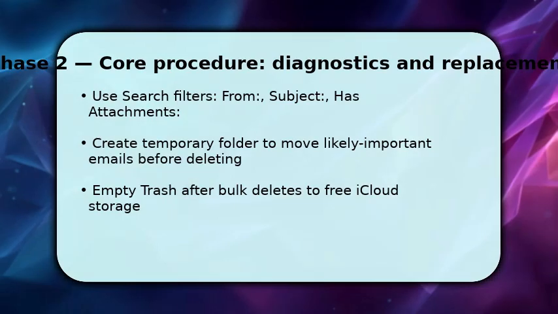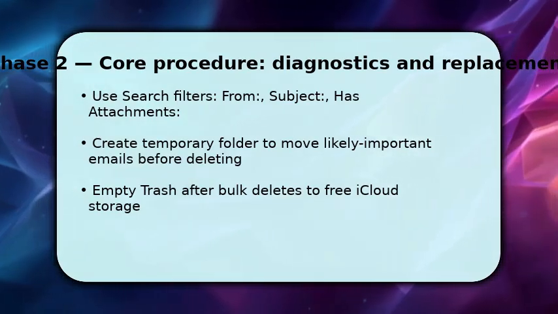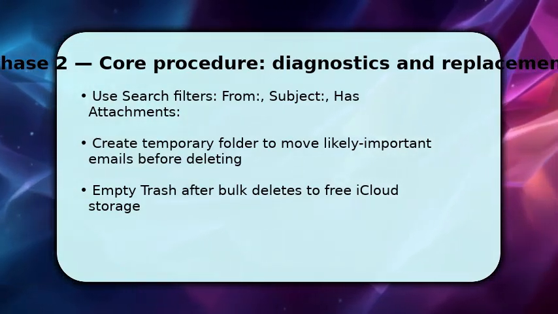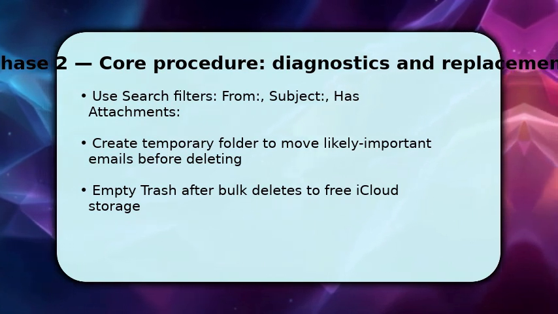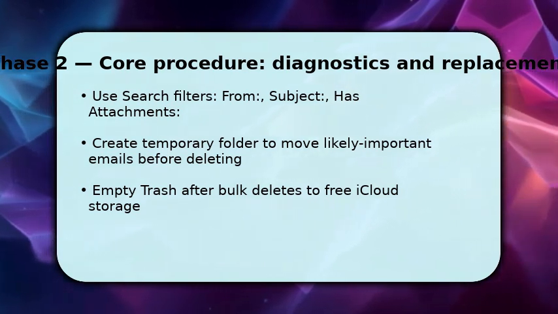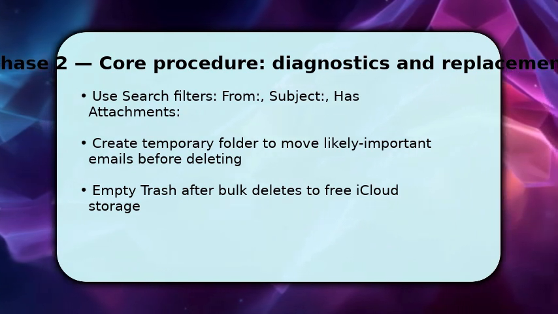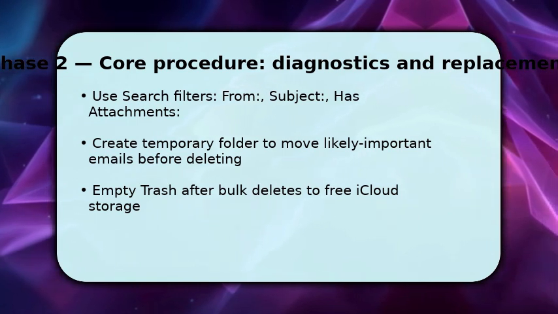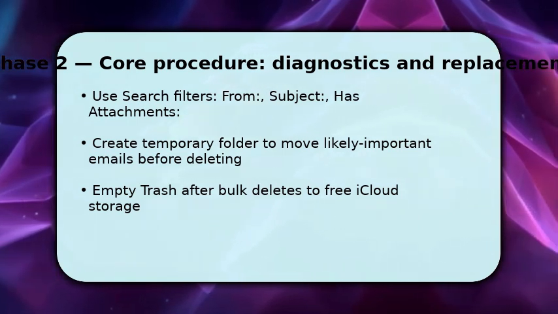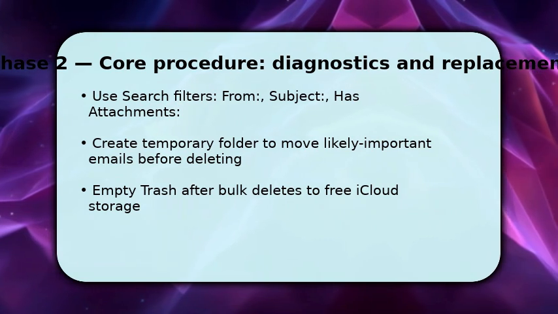Now tackle the middle of the job. Use filters like From and has attachments to isolate large or repetitive mail. You can move questionable messages into a temporary folder. This protects you while trimming everything else. Then, select all and delete in batches to avoid timeouts on iCloud. Use Select All Visible then repeat to capture hidden pages.